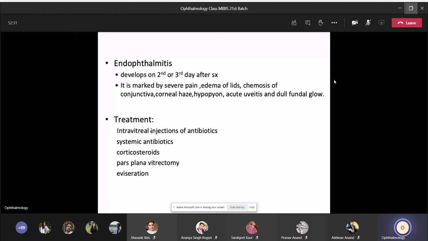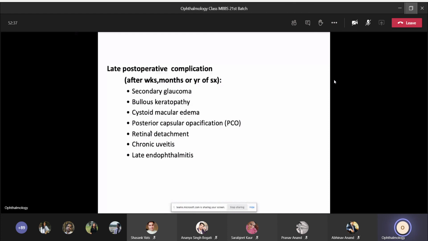So we have to know what is endophthalmitis. In late post-operative complications, which occur late, it may occur weeks, months or even years after surgery. Sometimes the patient may develop secondary glaucoma.